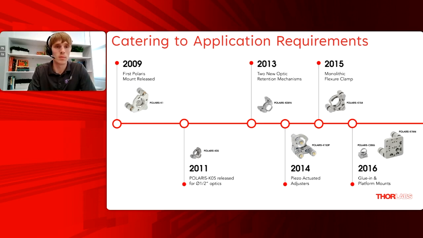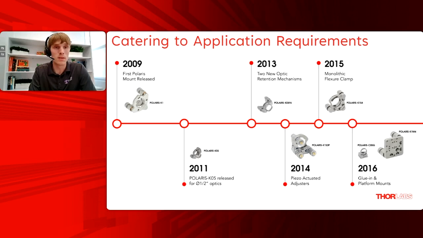So the Polaris K1, which was our first mount released in 2009, started in development almost 20 years ago to fix those key optical alignment stability problem areas. Since then, we've engineered new solutions, often based on customer feedback and to meet the growing needs of different applications, while using the same design considerations and rigorous testing that have driven the Polaris product line as a whole.